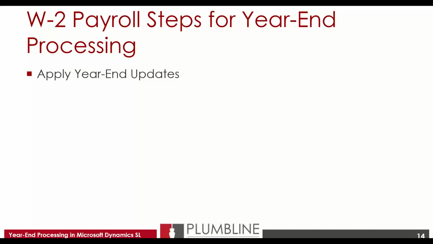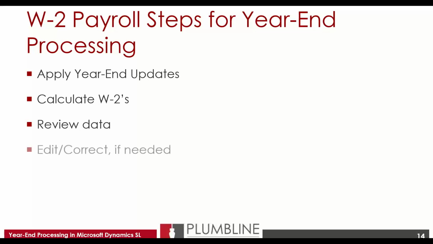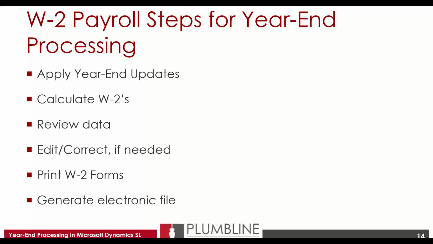Here we have a high-level overview now of the W-2 steps for year-end processing. We're going to want to go into each of these modules in a little bit more detail next. But first up, the year-end updates are applied, and then the W-2s get calculated. Next, you want to review the data on the W-2 forms just to make sure that the information contained on them is accurate, and then you can make any edits and corrections as needed. From there, the W-2 forms would get printed. And last, you would do the creation of the electronic file if you're going to file electronically.